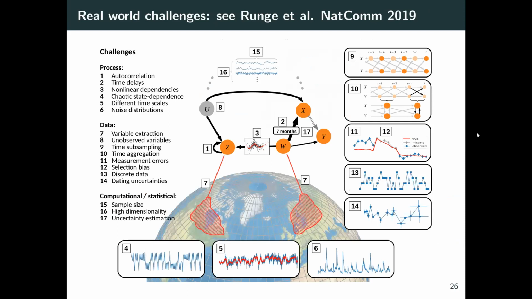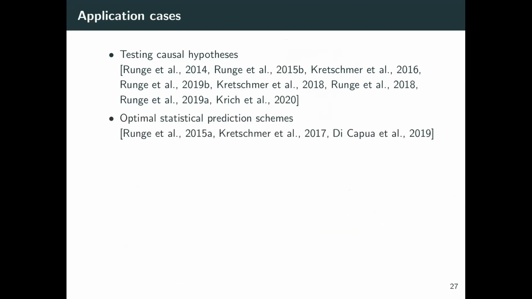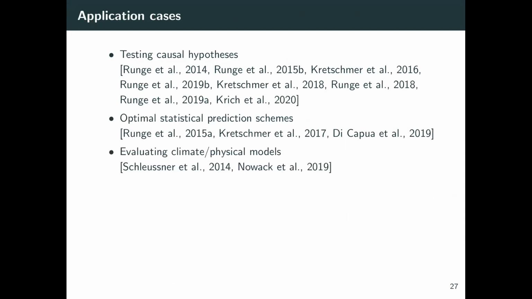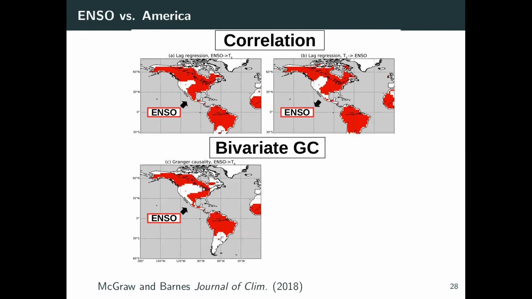So coming to the applications, you may look at the challenges here in the paper at this figure, and I want to mention a few application examples. They cover maybe the topic of testing causal hypotheses as the most imminent useful application. Then you can use statistical prediction schemes with this, and you can evaluate climate models. And that's what I want to show briefly. So just maybe skipping over this example.